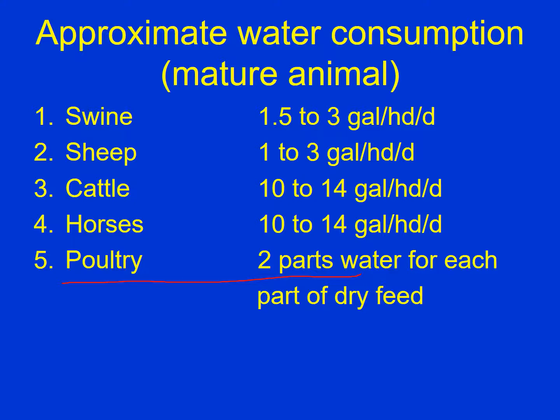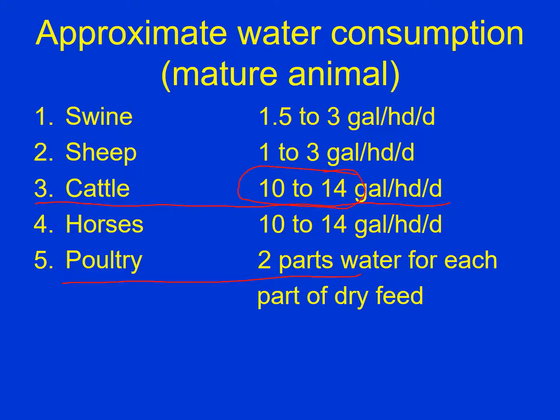But let's say we've got a dairy cow that's lactating. A dairy cow can produce 10 to 14 gallons of milk a day, and generally we say that it takes 3 to 5 gallons of water consumption for every gallon of milk produced. So a dairy cow will consume up to 50 gallons of water a day. We need to make sure that you have a lot of good clean water available at all times.